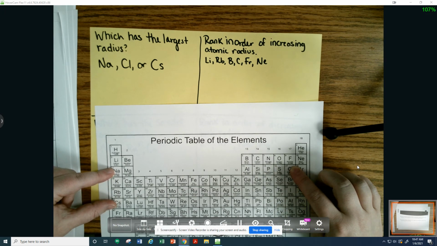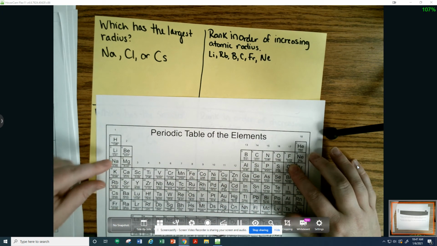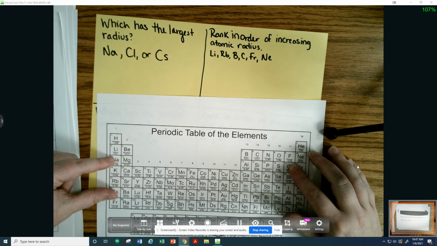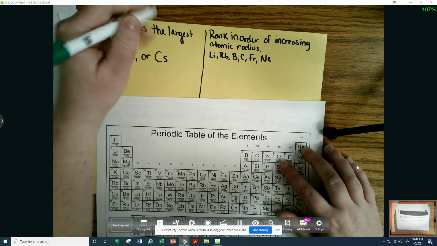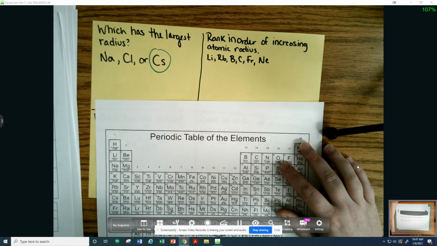The overall trend for atomic radius, again, is it gets larger as you move to the left and down. So whichever element is furthest to the left and furthest down will be your largest. And in this scenario, that makes cesium our largest atom.